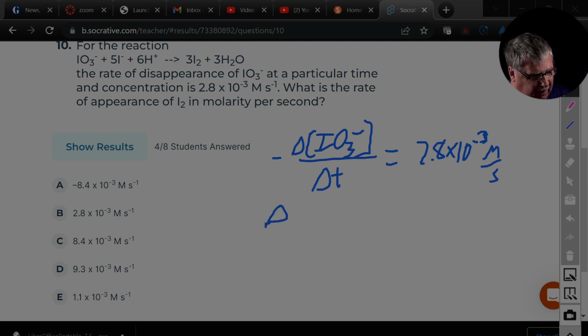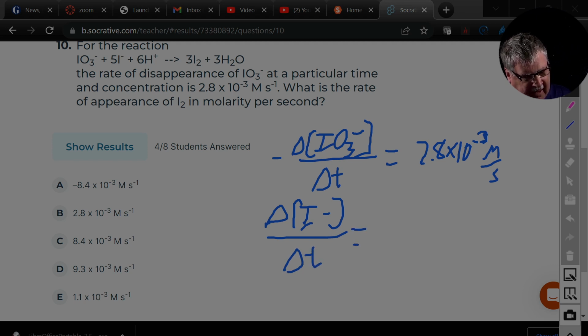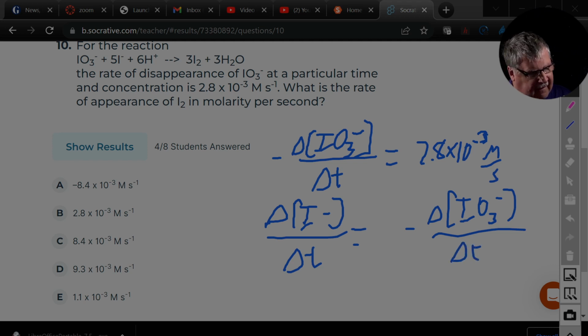What's the relationship between the rate of formation of I2 and the rate of disappearance of IO3 minus? Is it the same? The answer is no. It's not the same because of the coefficient here. For every 1 mole of iodate that disappears, I'm going to form 3 moles of I2, not iodide. So I've got to pay attention to that.